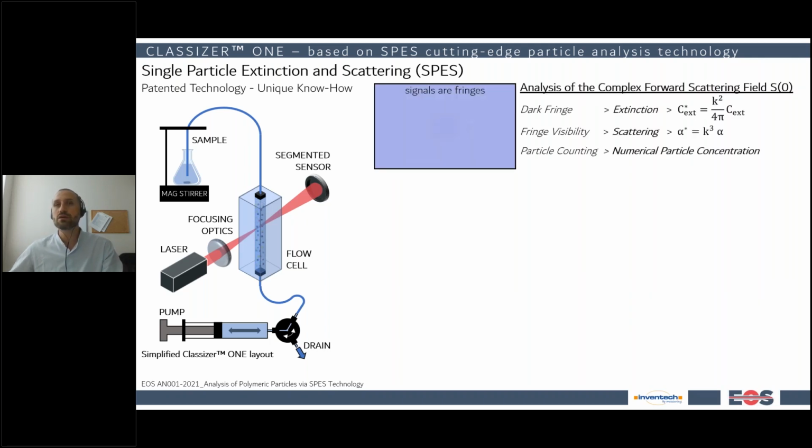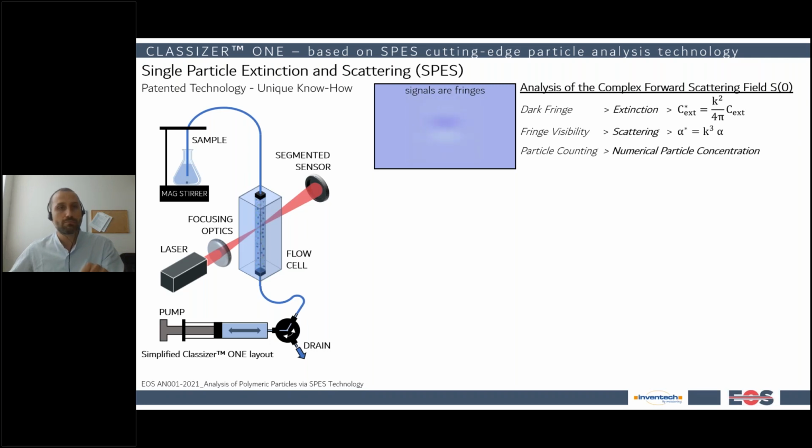What happens? When a single particle transits through the beam, a system of fringes arises on the sensor. And from the analysis of the system of fringes, we are able to define at least a couple of independent parameters of that single particle. From the dark fringe, let's say we are able to derive information about extinction. In particular, we are able to quantify the extinction cross-section of that particle. From the visibility of the fringes, let's say the bright one minus the dark one, we are able to derive information about the scattering, let's say information about the polarizability of that particle in a quantitative way.